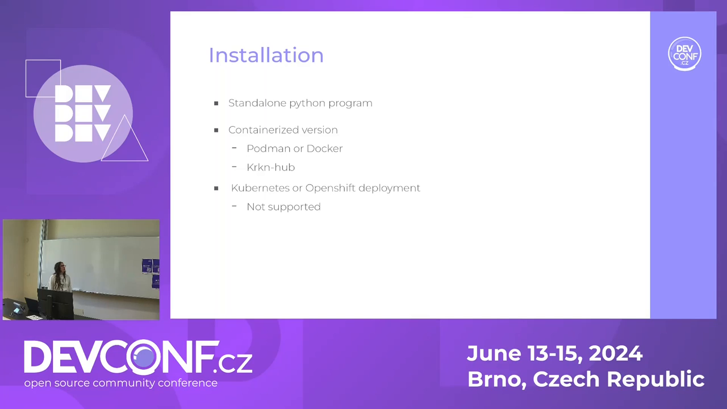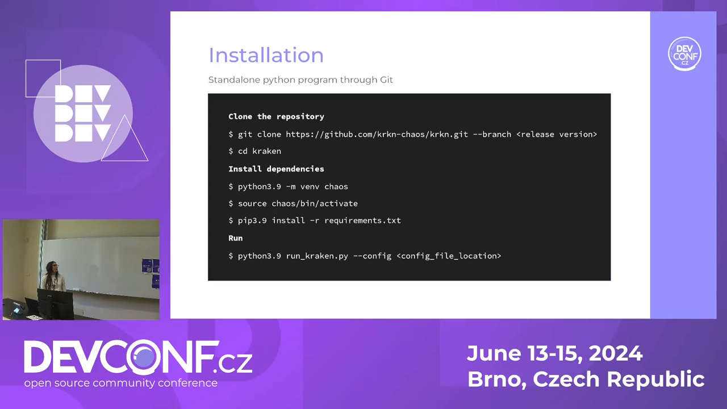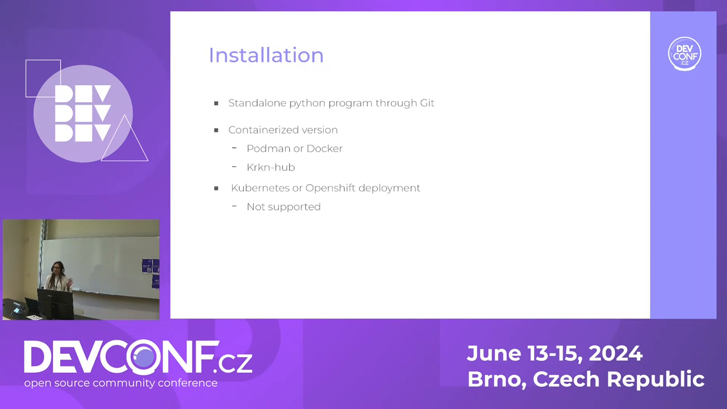So you can use Kraken as a standalone Python program. You just clone the repository from Kraken chaos on GitHub, then install dependencies, and then you can run it. Before running it, you should configure a few things. Or you can use the containerized version of Kraken, for which you will be using Kraken Hub, which is a wrapper around Kraken. Or you can try to run it as a Kubernetes or OpenShift deployment. We do not recommend this option because with the chaos testing you could actually interrupt this deployment, and then it could lead to more chaos.